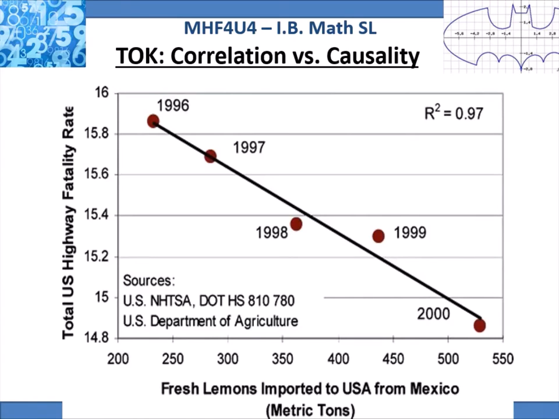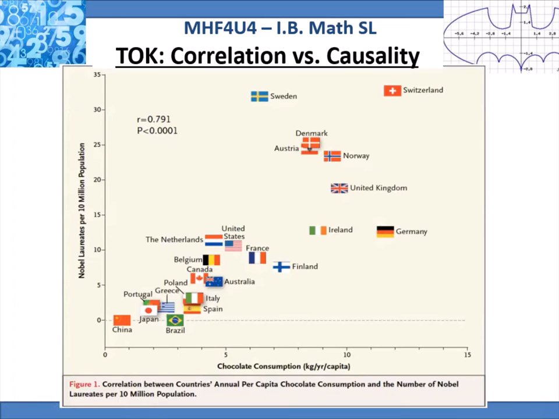Here are some more, and again, this is real. This is the fresh lemons imported to the USA from Mexico. So as the US imports more lemons, what happens to the fatality rate, or the number of deaths on US highways? Well, as the number of lemons increases, the number of deaths goes down. Again, I'm pretty sure that lemon imports is not causing highway fatalities, but the graph leads you to believe otherwise.